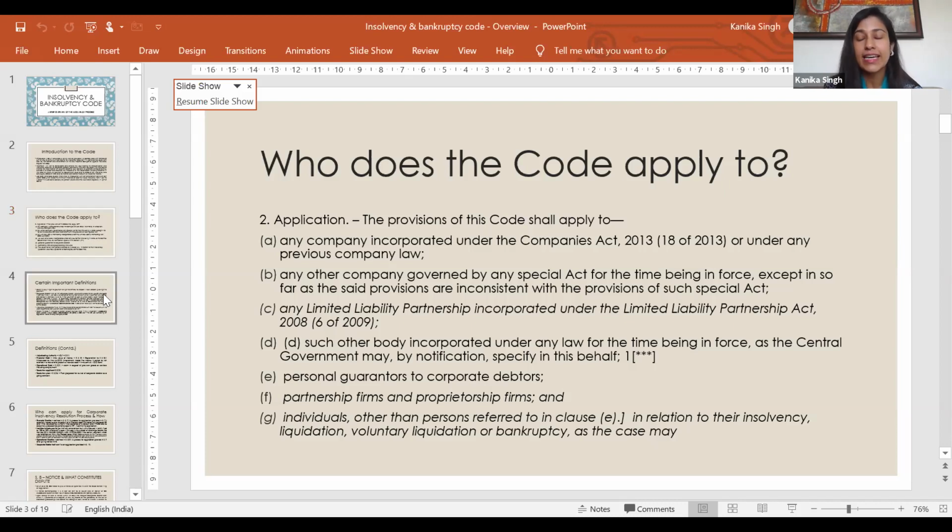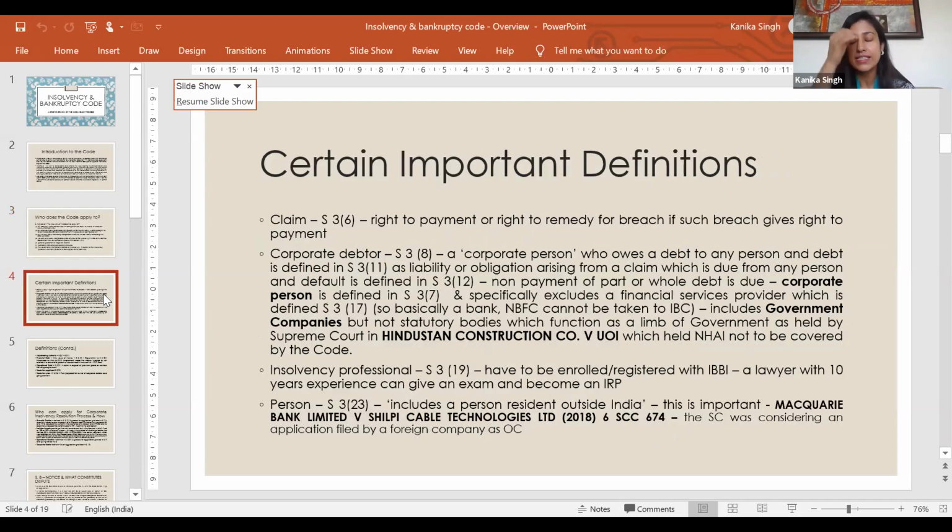Moving on to the next slide, we deal with definitions and then we'll understand what a corporate debtor is. The first most important definition that you will find is the definition of a claim. A claim is the basis on which you initiate your action, and a claim as defined under the code is a right to payment or a right to remedy for a breach, where a breach would lead to a right to payment. The next important definition is corporate debtor, as against whom will you take out the insolvency process.